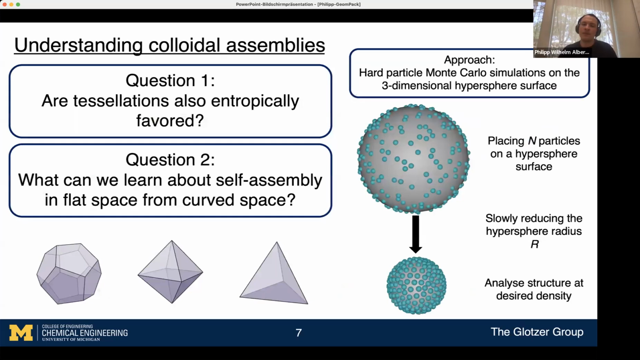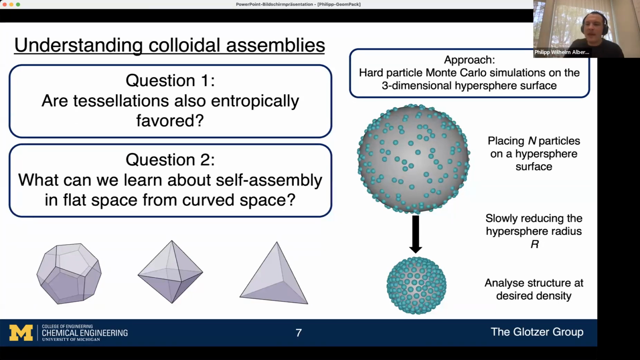Okay, so how can we now answer these kind of questions? These are mostly two questions, because one of them is basically, can we create these kind of curved crystals and these tessellations also entropically? And then the second question is, if we can create them entropically, what can we learn from them about self-assembly in flat space? And for this, I performed hard particle Monte Carlo simulations on the three-dimensional hypersphere surface.